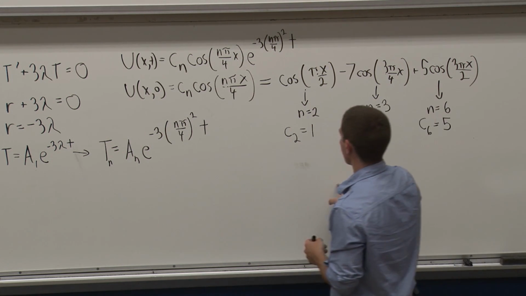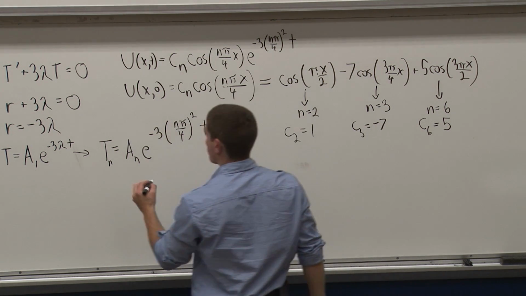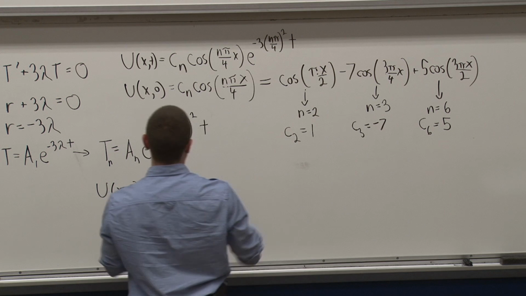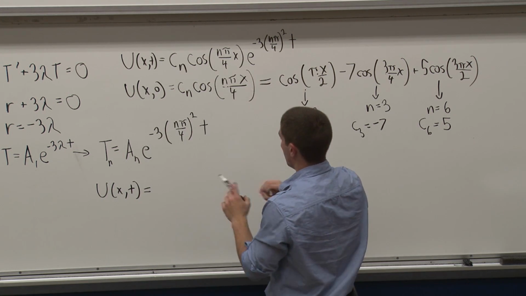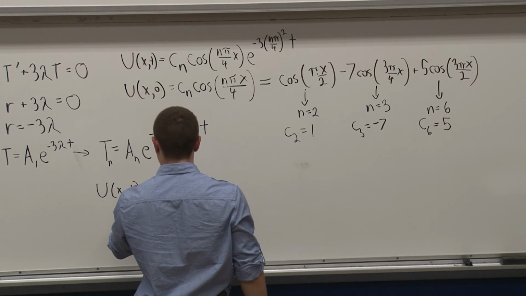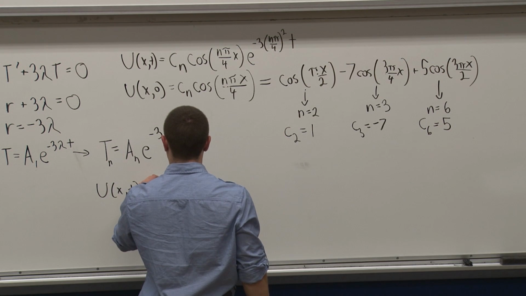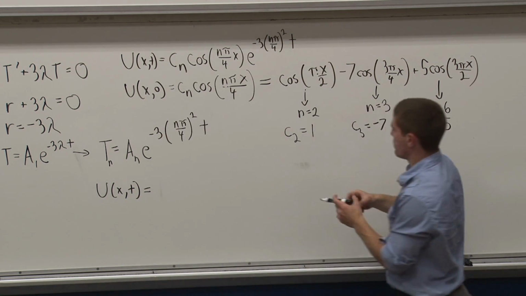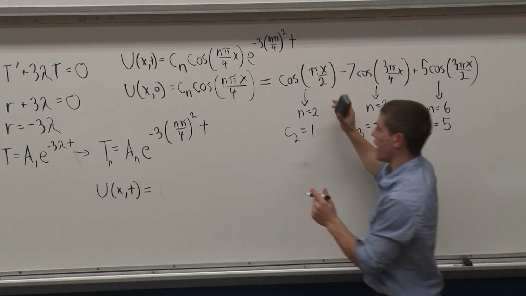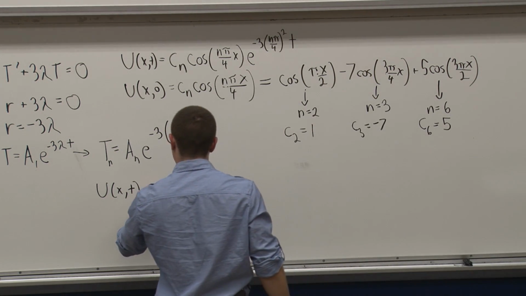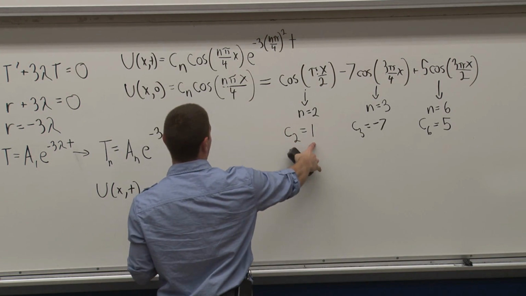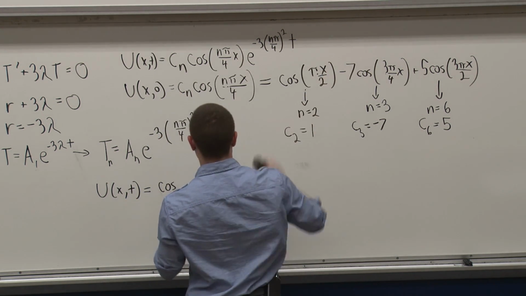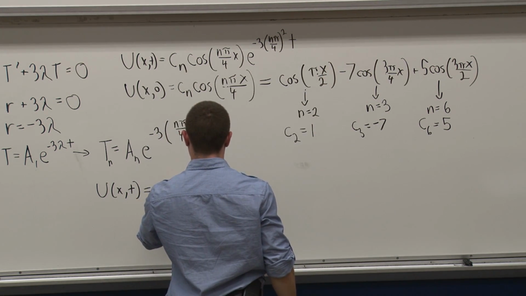All right, so we got all that stuff. Now let's write this answer. U of x, t. Now we bring the t back. We could put it in the front. Actually, wait. You can't put it in the front with this n. OK, let's just write stuff. The first one is C2 equals 1. So you have 1 cosine of pi x over 2.